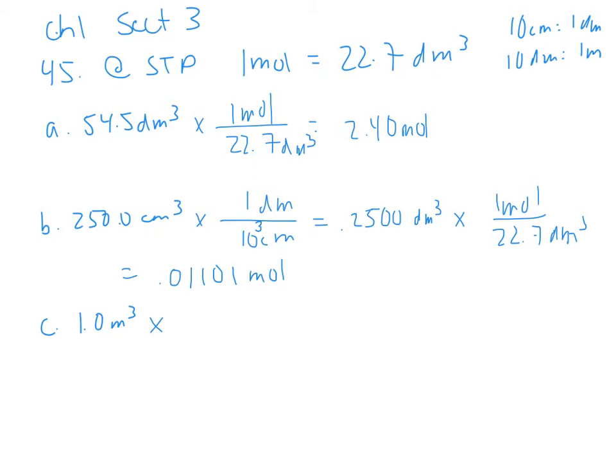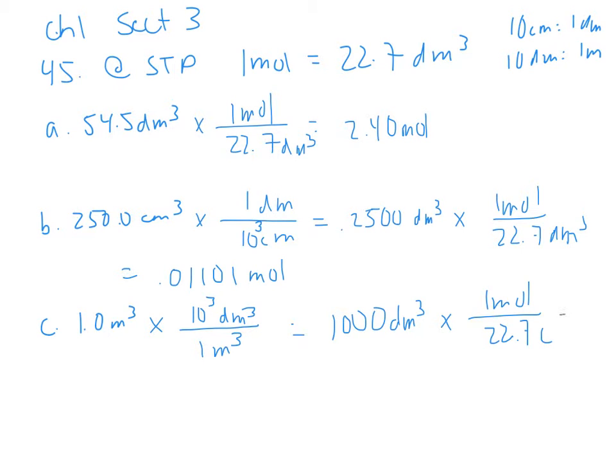And now with my 1 meter cubed of gas, I have to convert that to decimeters, and I see there's 10 decimeters in a meter, but again, I have to cube both of these, so that means that also becomes cubed. And so this is going to be 1,000 decimeters cubed divided by our constant 22.7. And we're looking at 44, since I only have 2 sig figs, moles of gas.